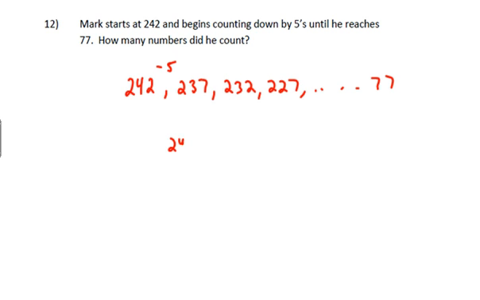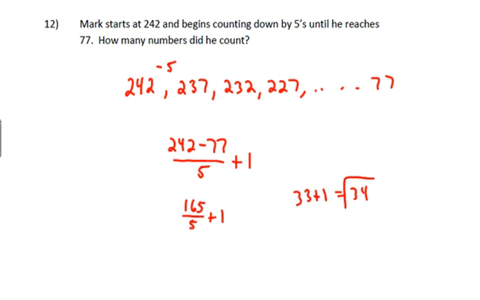So it's probably easier in this case to do 242 minus 77 divided by 5. If you did 77 minus 242, then you divide by -5, but I know not everybody is comfortable with negative numbers yet. So just do 242 minus 77 divided by 5 and then add 1. So that's going to give me 165 divided by 5 plus 1. 165 divided by 5 is 33. 33 plus 1 is 34. And that is how many numbers Mark counted starting at 242 and counting down by 5s.